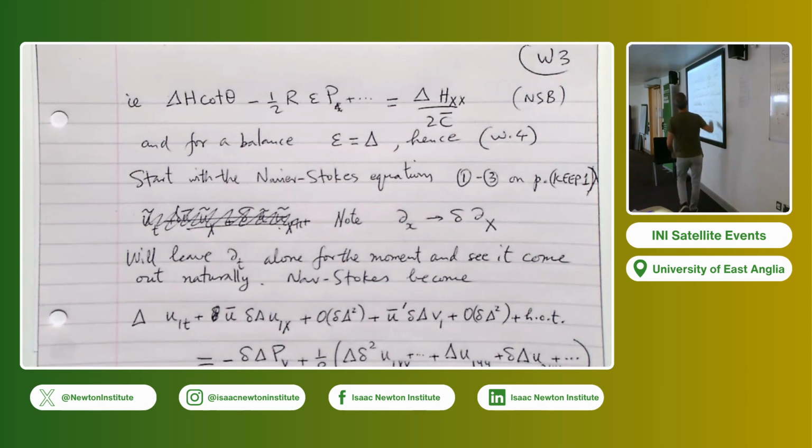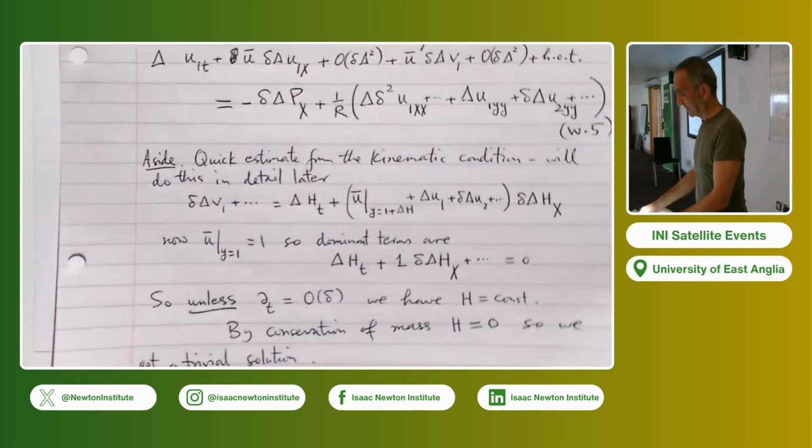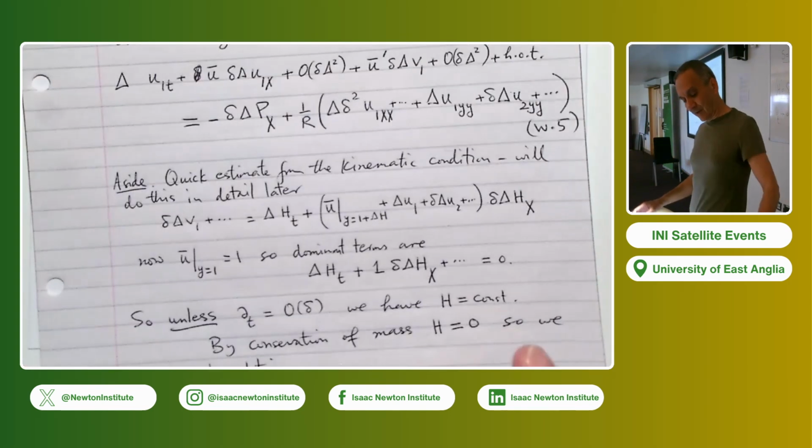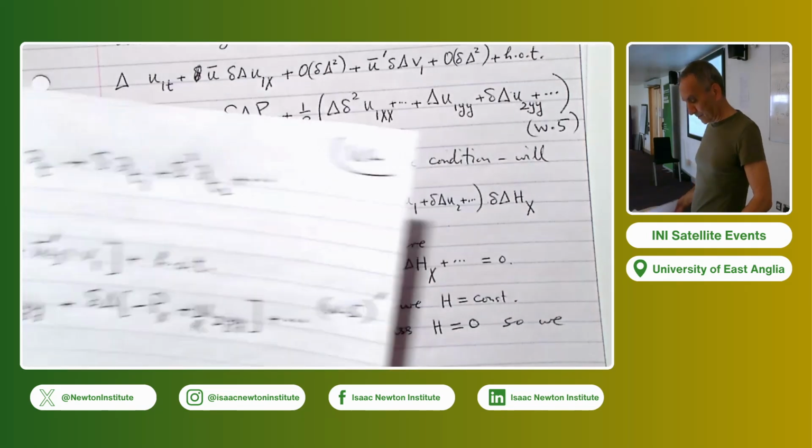Okay, so in order to get a balance, the perturbation pressure has to be big delta as well. So we have this. If we start with the Navier-Stokes equations and put all these expansions in them, then the kinematic condition will just give me the traveling wave. This is the first time scale, the delta times d by t1. So that will give you the traveling wave. It's very similar to what we did before.